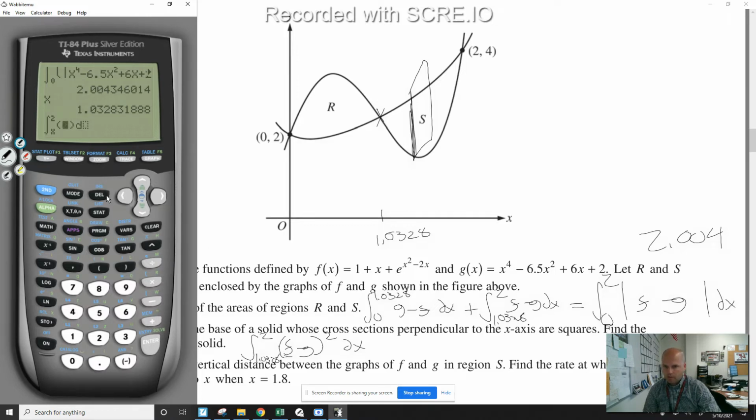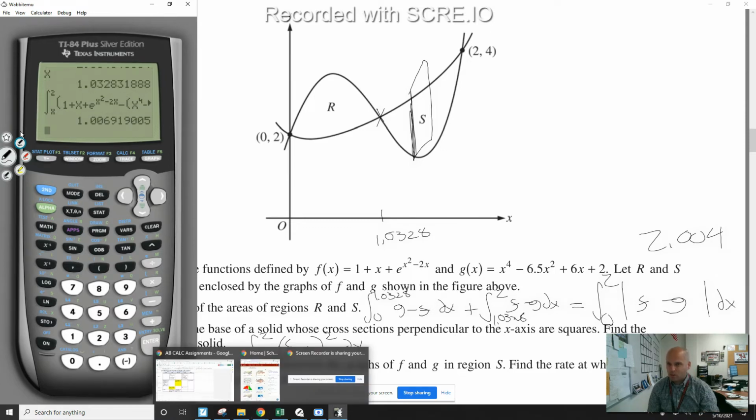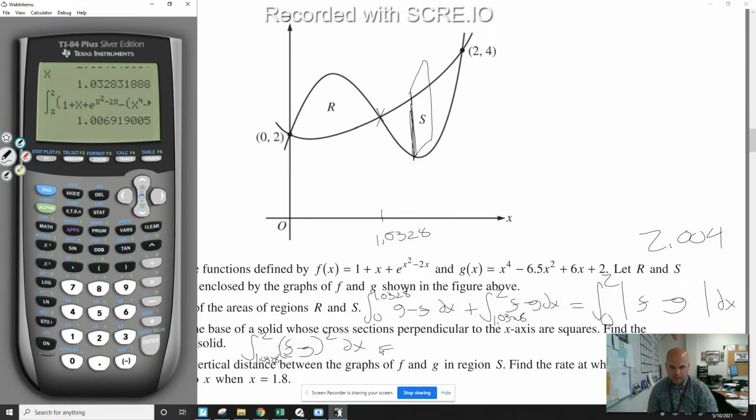So f, you don't need parentheses, 1 plus x plus e to the x squared minus 2x minus x to the fourth. This is in parentheses, minus 6.5 x squared plus 6x plus 2. Close your parentheses. 1.006 or 1.007.